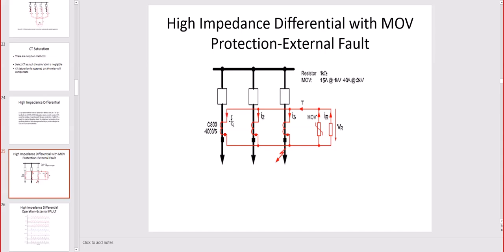So we will have again the CTs connected like this, not to the ground, and then the IR here is the actual relay current, the VR is the voltage across the relay, and we will need to protect the relay coil via MOV, metal oxide varistor, that anytime the voltage goes beyond the limit, this MOV will just open and protect from over voltages on the relay coil in this case.